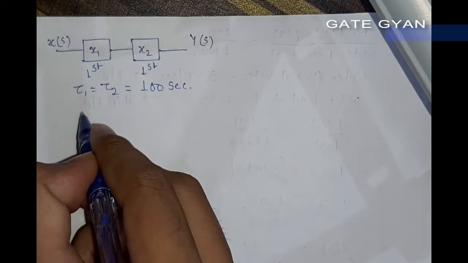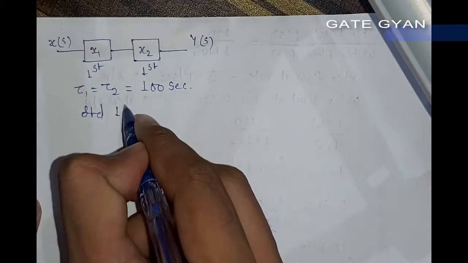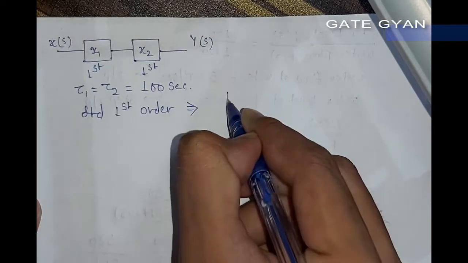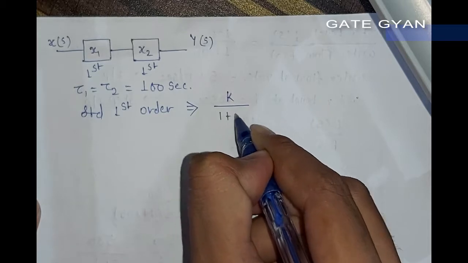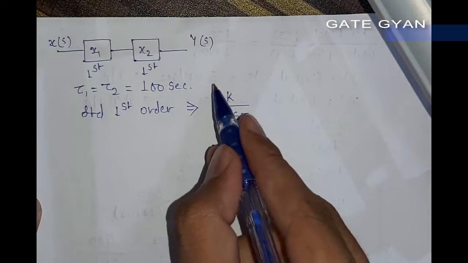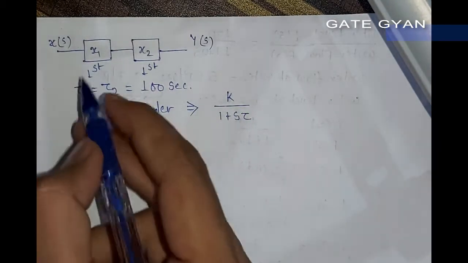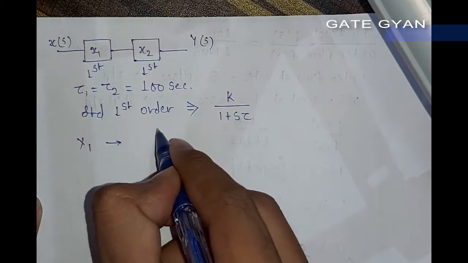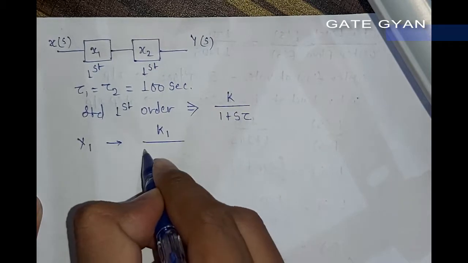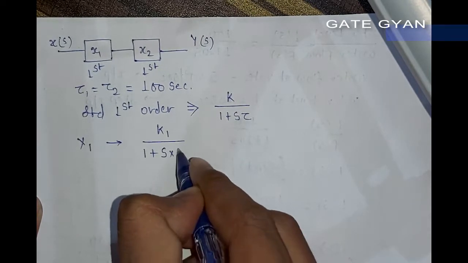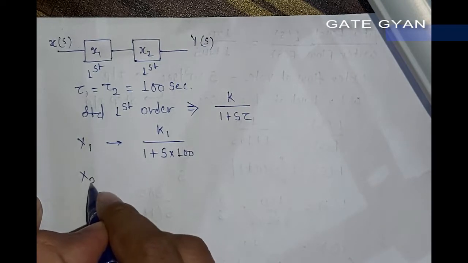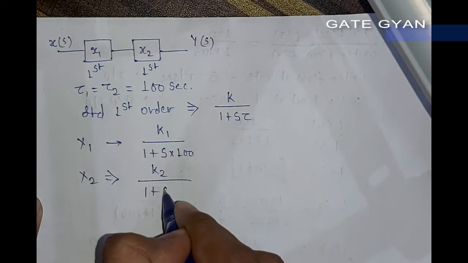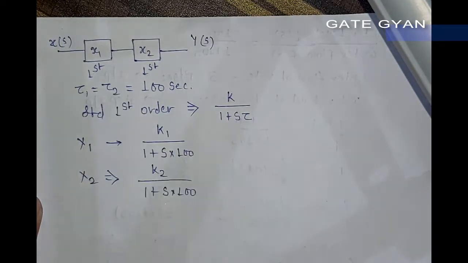As we know, the standard first order system is given as k divided by 1 plus s tau. Tau is the time constant, k is the DC gain. So we can write the transfer function of both systems. Assuming the DC gain is k1, x1 is k1 divided by 1 plus s into 100. Similarly, x2 can be assumed as k2 divided by 1 plus s into 100, as the time constant is the same for both tanks.